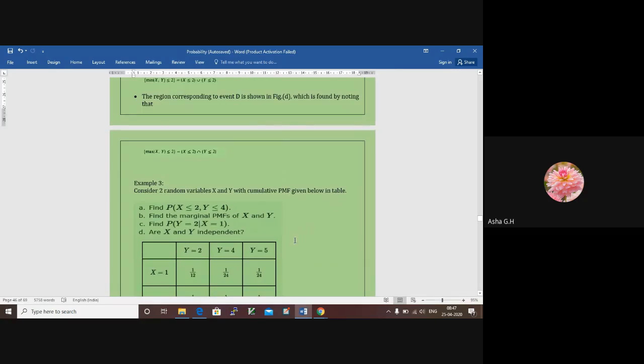Now let us see what the question is. The question here is that we have to find the probability that x is less than or equal to 2 and y is less than or equal to 4.